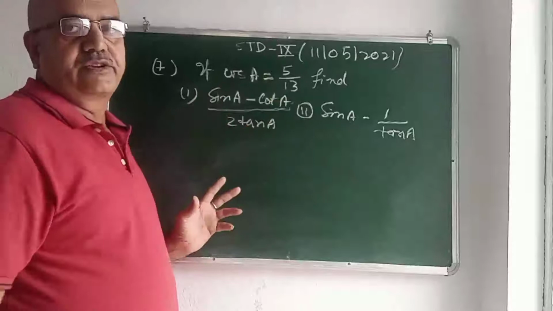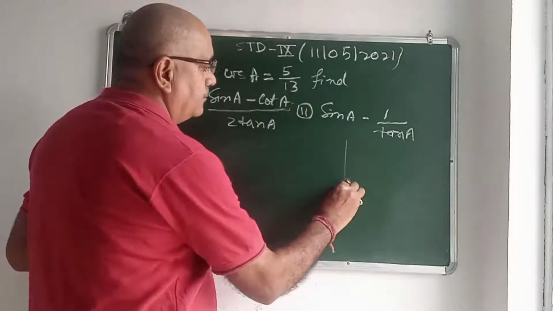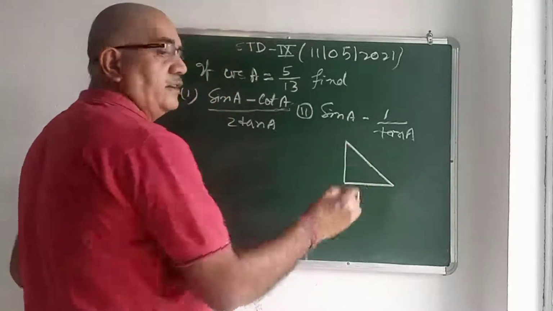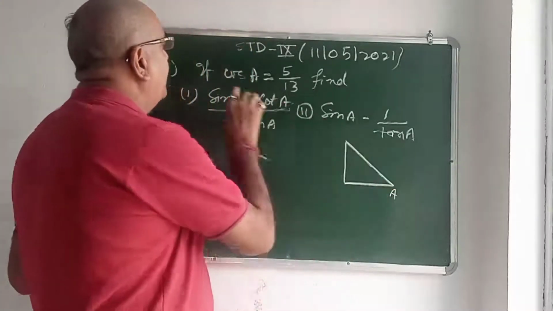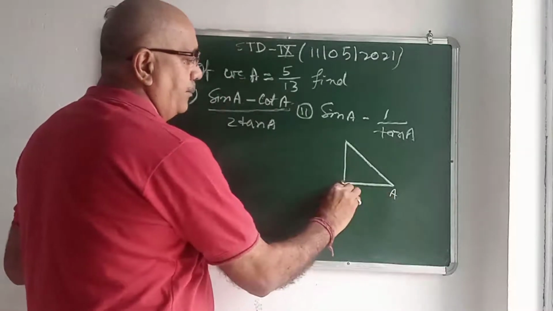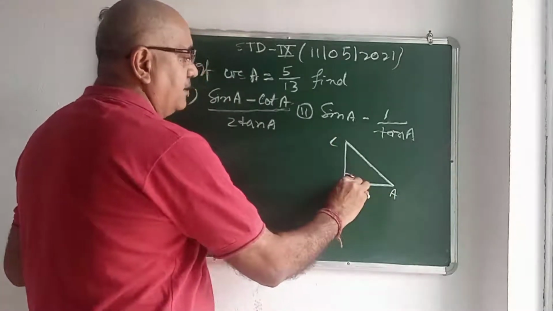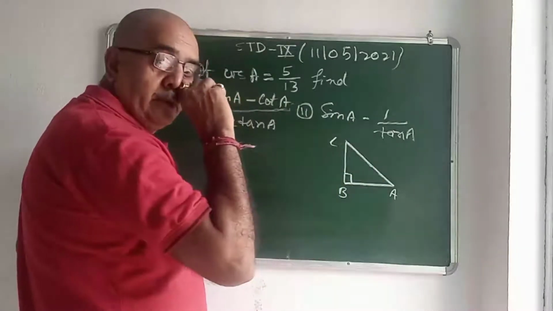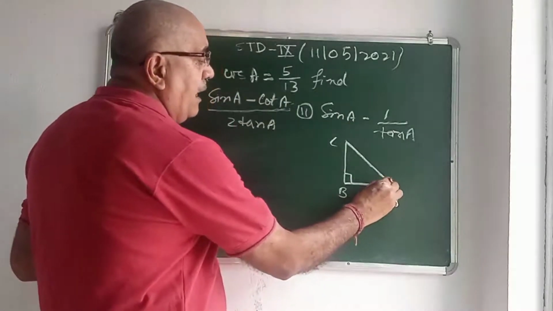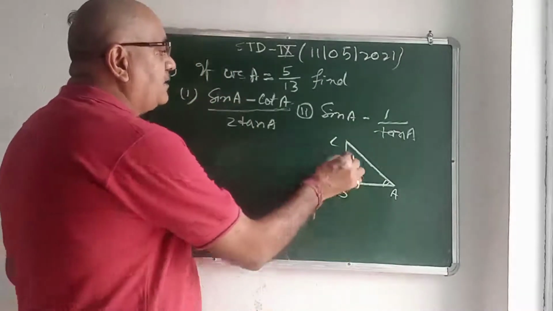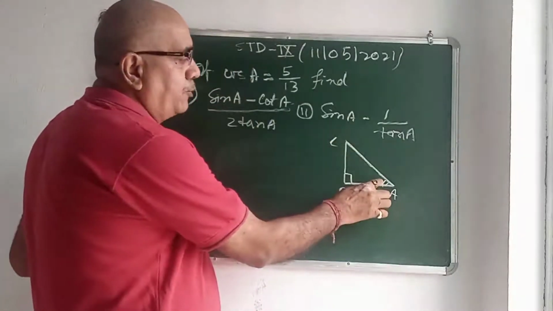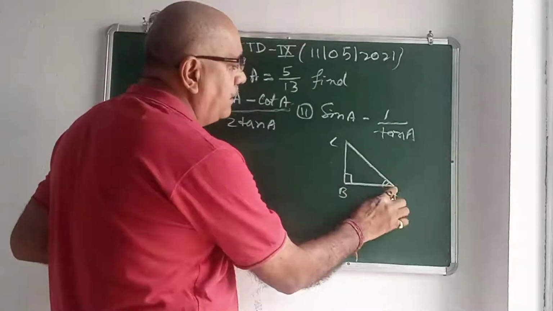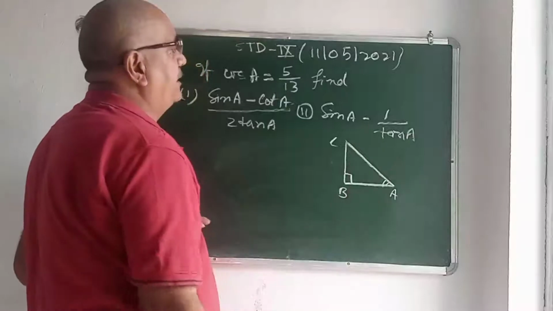Immediately you draw the right angle triangle. Right here A, angle A is given. A, B, C. This is 90. The side opposite to 90 degrees is the hypotenuse. If we take this angle, then BC is the perpendicular. The side opposite to this angle is BC.